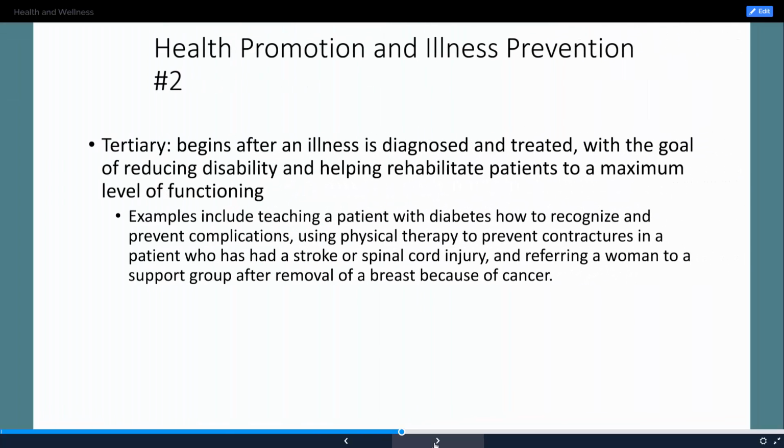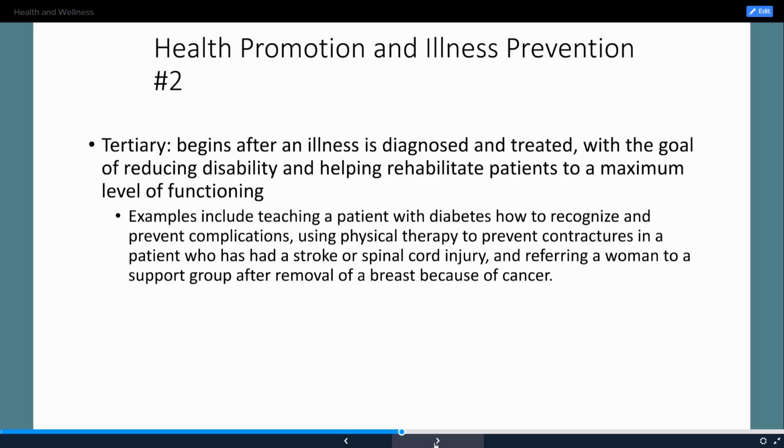And then we have our last level of prevention, which is our tertiary. This begins after an illness is diagnosed and treated with the goal of reducing disability and helping rehabilitate patients to maximize level of functioning. So examples include teaching a patient with diabetes how to recognize and prevent complications, using physical therapy to prevent contractures in a patient who's had a stroke or spinal cord injury, and referring a woman to a support group after removal of a breast because of cancer.